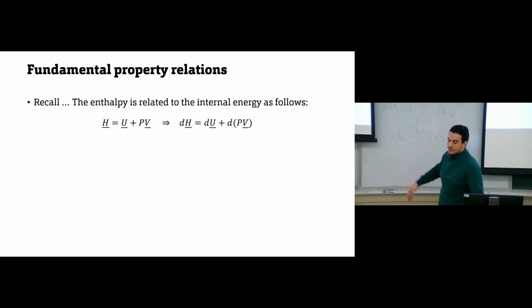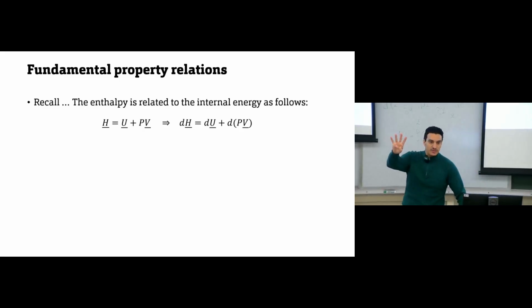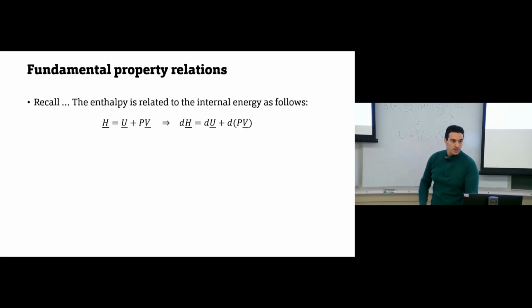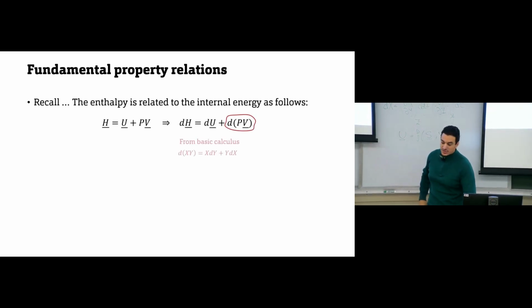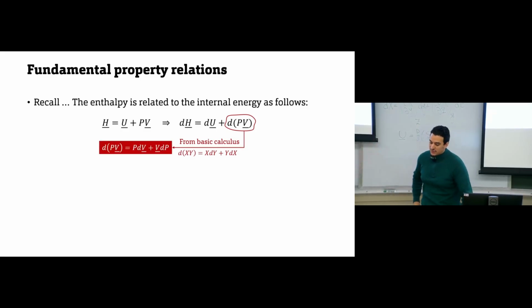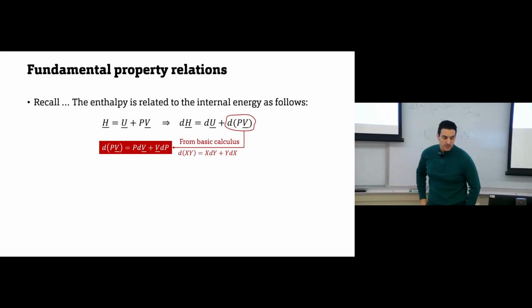We have other fundamental property relations. We have four fundamental property relations. First one, internal energy. Second one, enthalpy, and this is how it looks. H is U plus PV. If you take the derivative, we have dH is dU plus d(PV). Again, this is the derivative of two variables. Basic calculus says d(xy) is x dy plus y dx. So d(PV) will be PdV plus VdP.